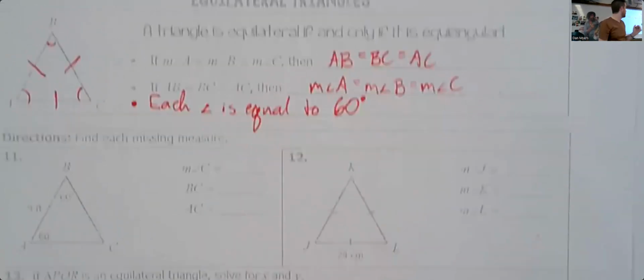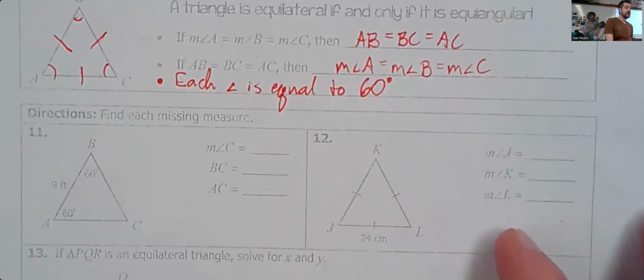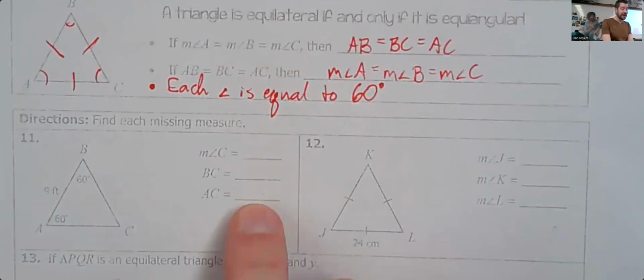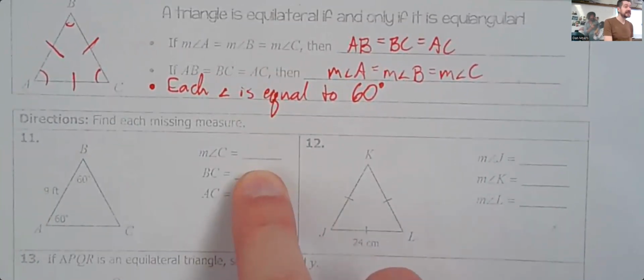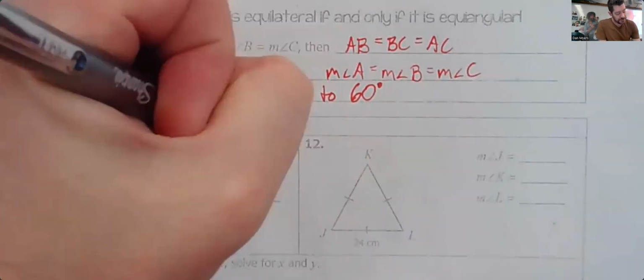So, number 11, take a look. They add up to 180. The three angles add up to 180, but each individual angle has to be 60 because you're cutting it 3 ways and they're all the same. So on number 11, how many degrees is angle C? 60. It has to be 60. Every angle is 60 degrees in an equilateral.